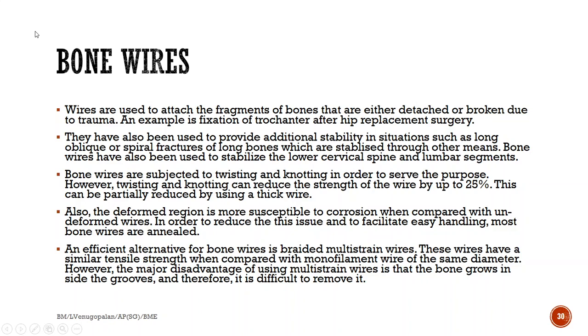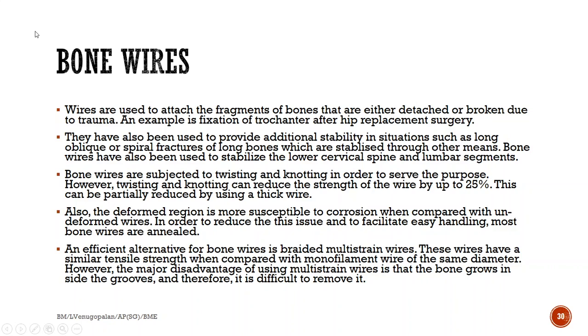So in the deformation region, if there are indents, like while twisting, the wire will definitely have indents in it, right? It's not going to be a smooth flexing of the wire, because when you are twisting it, the wire will have sharp edges. So these edges are more susceptible to corrosion when compared to the smoother surface of the wire. So in order to reduce corrosion and facilitate easy handling, these bone wires are annealed. Annealing is a process that metals undergo.